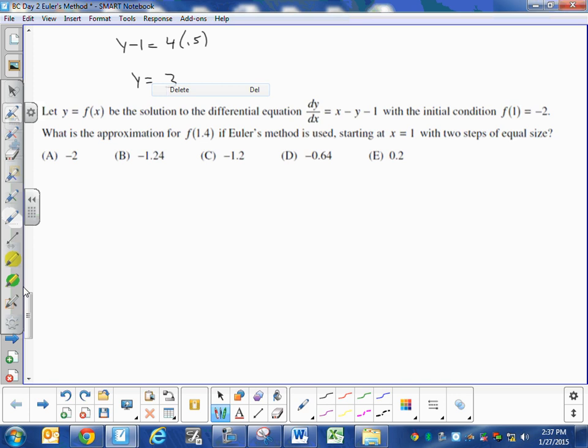All right, let's do this one real quick. Two more. So they started again at f of 1 is equal to negative 2. And these are all from practice BC tests. So these are exact problems coming off of BC tests. And notice that they're only going two steps each time. So not bad.